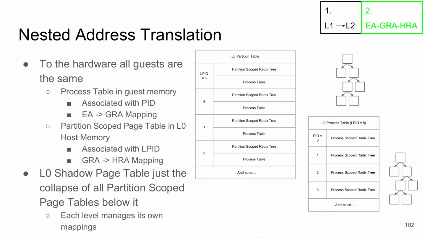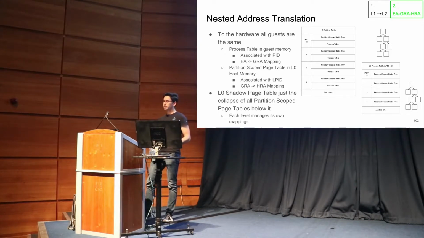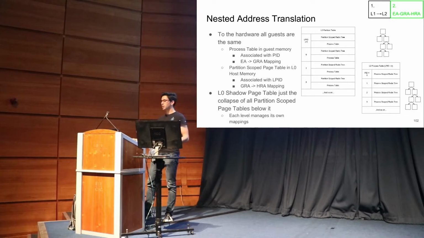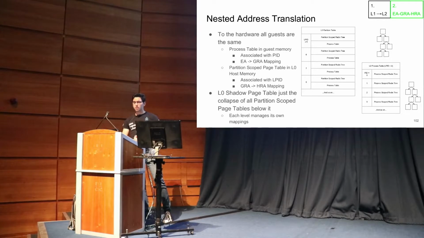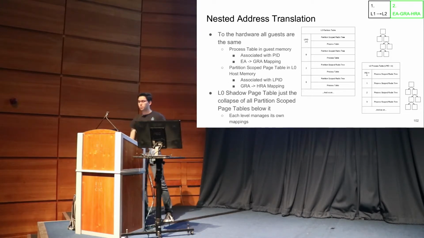So a few points worth noting here. First of all, to hardware, all guests are the same. They will have a process table, which is in guest memory, which is associated with PID and does the effective to guest real address mapping. There's always our partition scope page table, which is in level 0 memory. It's associated with LPID, and it does the guest real to host real address mapping. And the level 0 shadow page table is really just the collapse of all the partition scope page tables in the levels below it. But each level can manage its own mappings now.